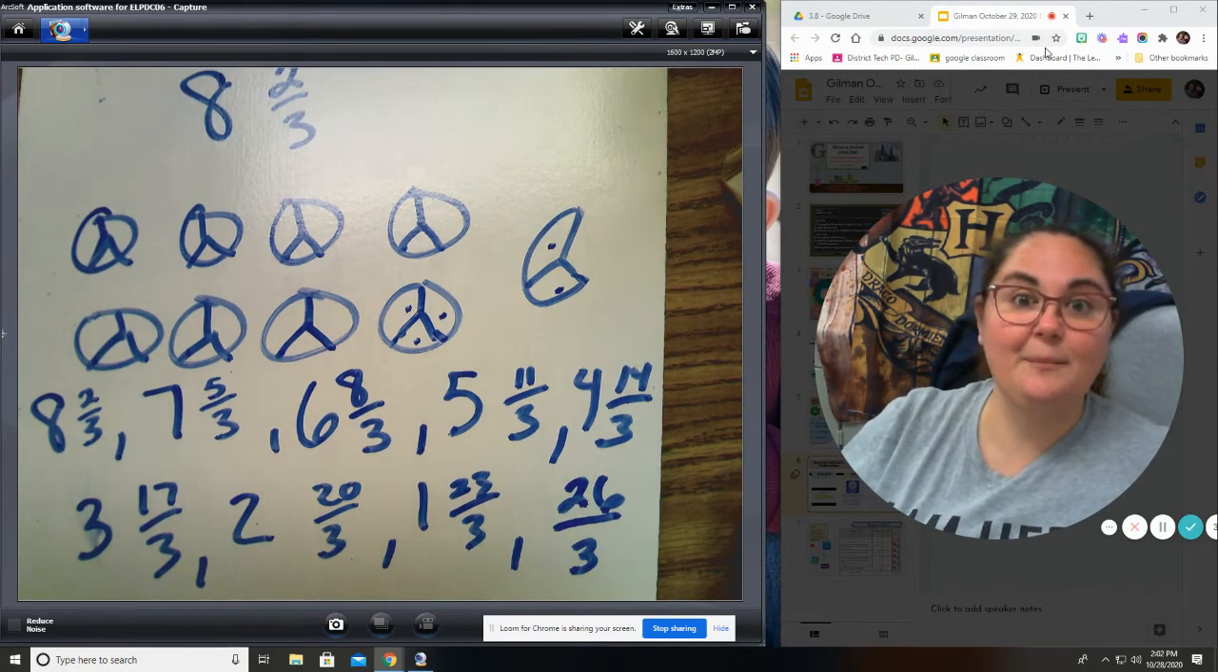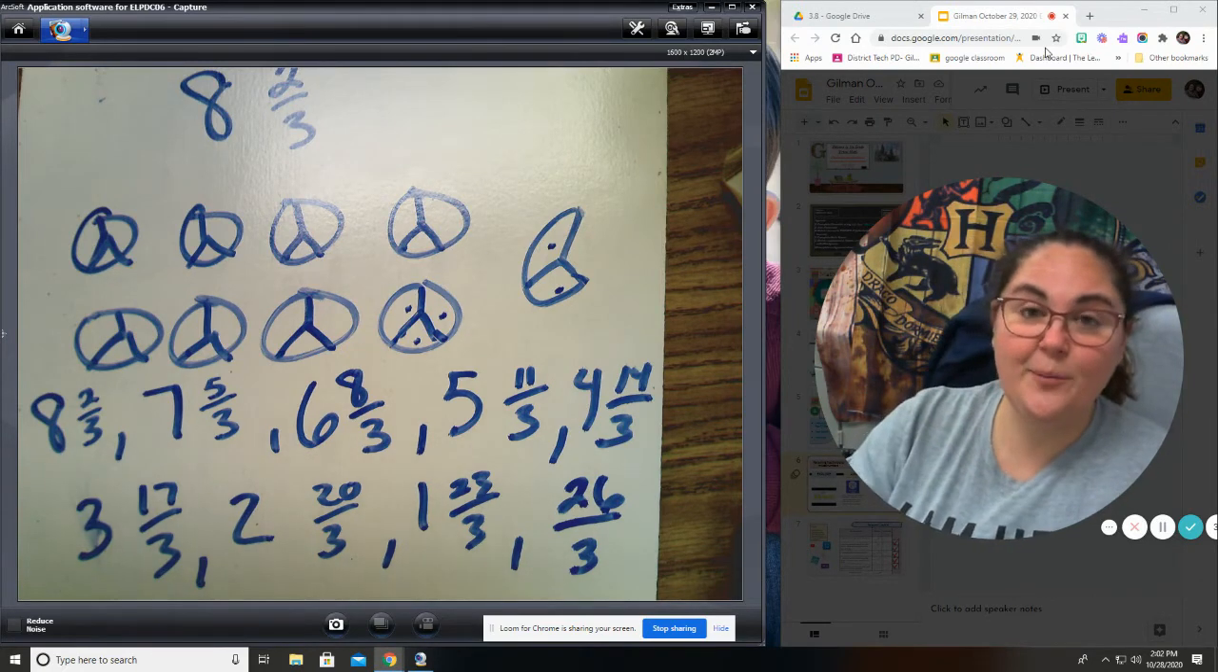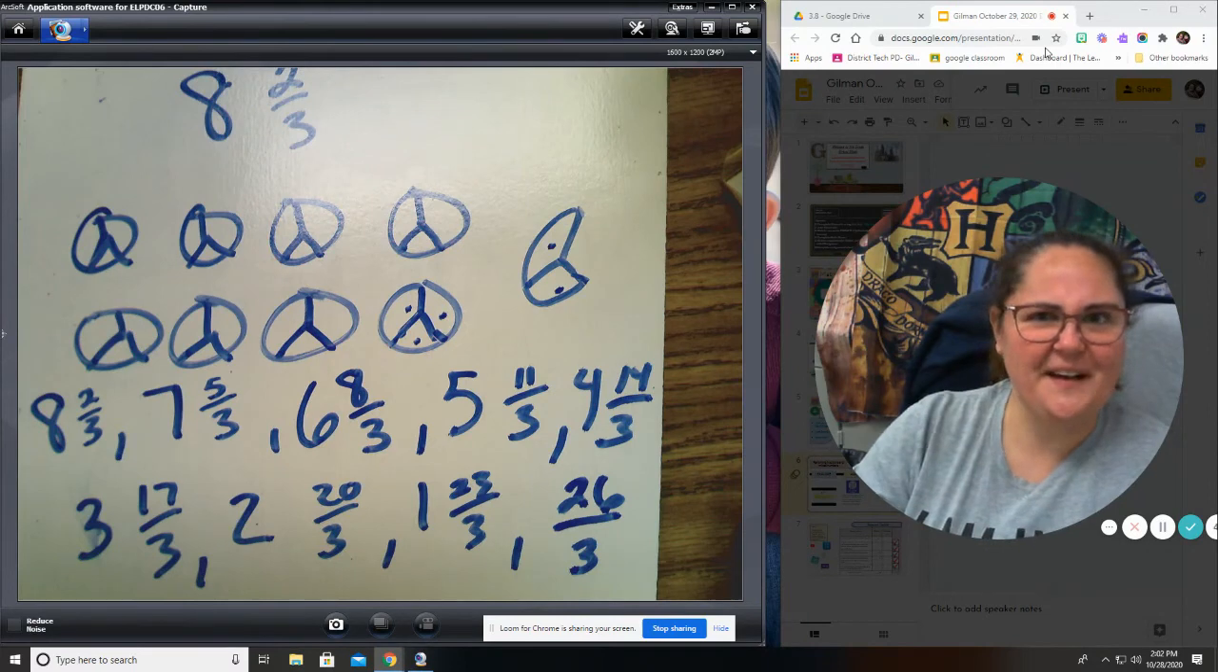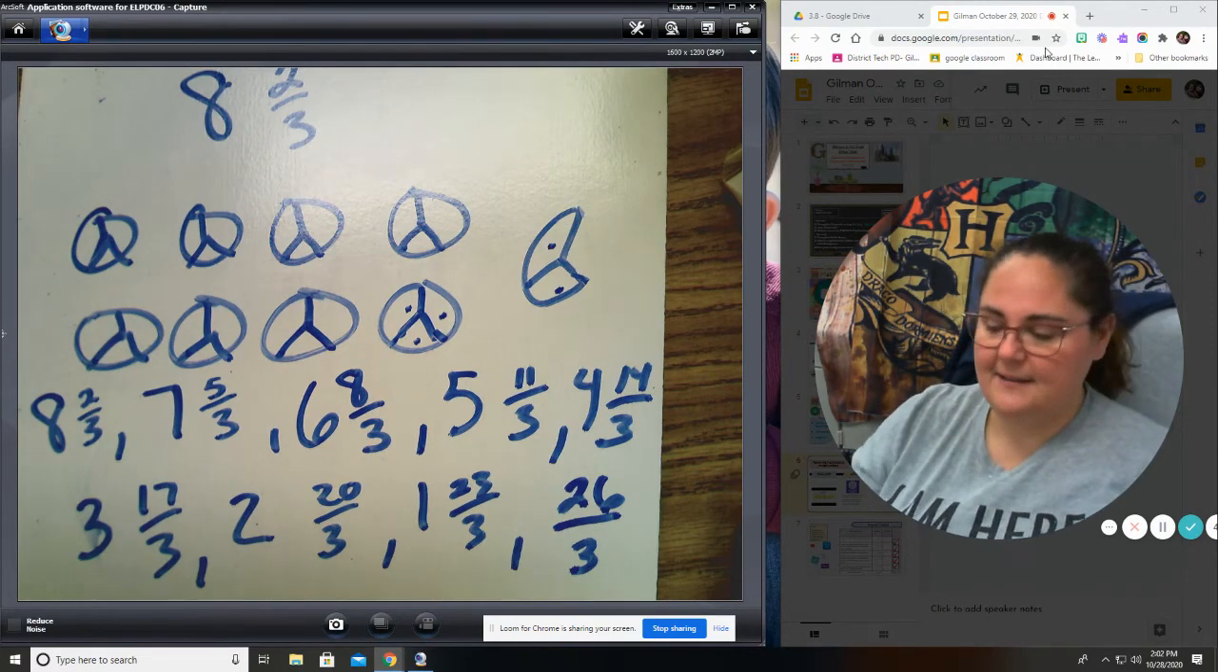Looking at this number, I get points for every one I have. So I would get 9 points for this problem. Isn't that fun? So use your picture to help you. That is one way to do it.